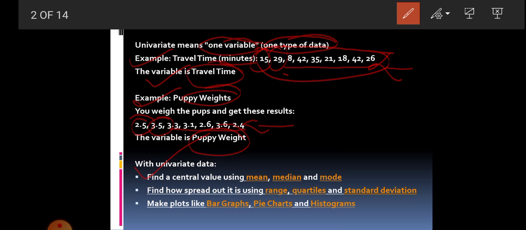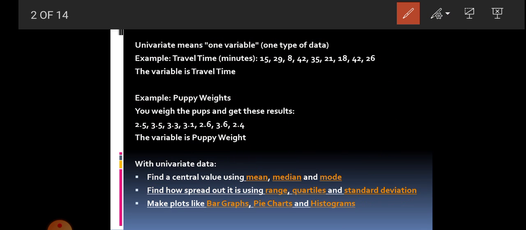With univariate data, we can find a central value using mean, median, mode. This is also known as measure of central tendency. We can find how spread out it is using range, quartiles, standard deviation. These are all known as measures of dispersion. With the help of these, we find out how scattered any data is, meaning what is the fluctuation rate of any mean, median, or mode. So with the help of univariate data, we can find this.